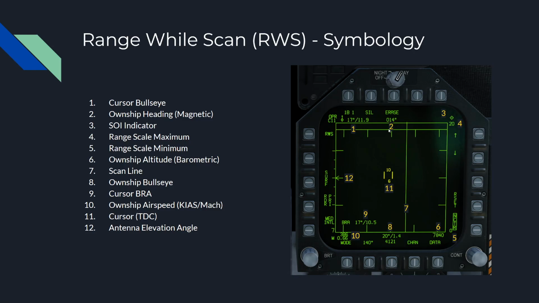2 is your own ship magnetic heading. Again, your magnetic heading, not your true heading. Minor distinction, but it can sometimes affect it because the F10 map only displays true, not magnetic, so it may throw you off sometimes.